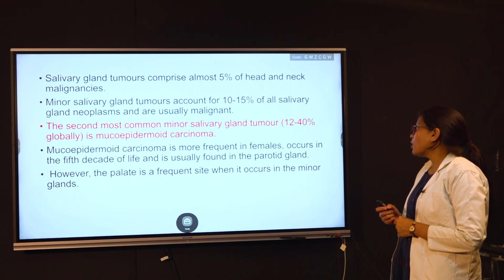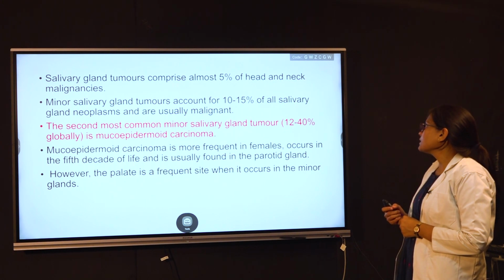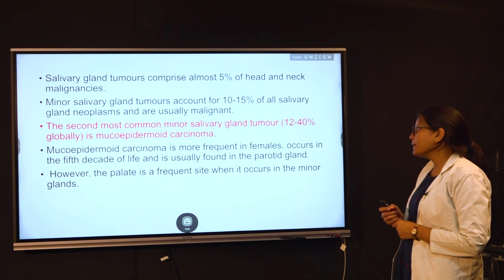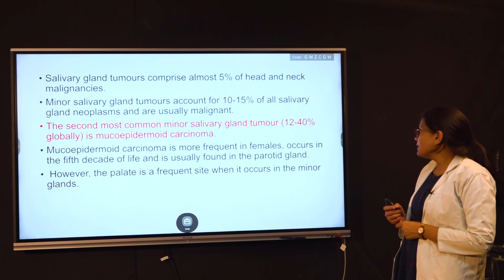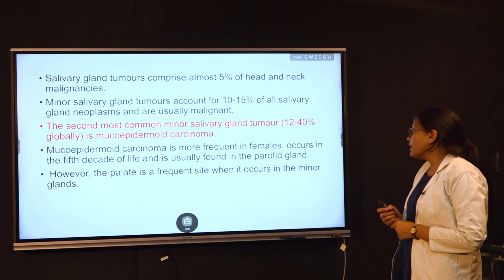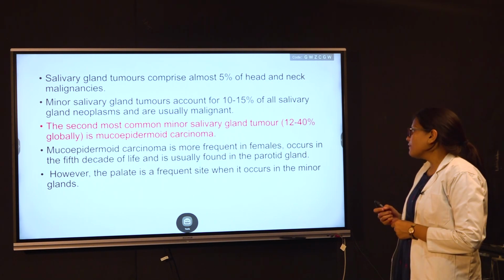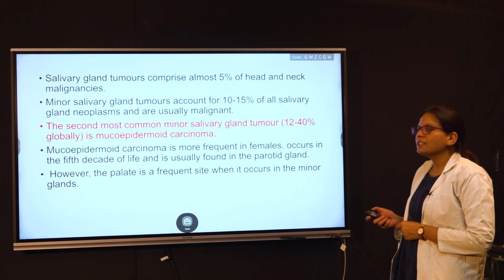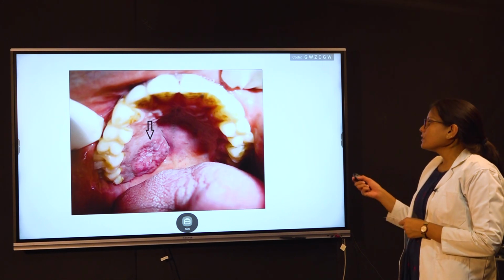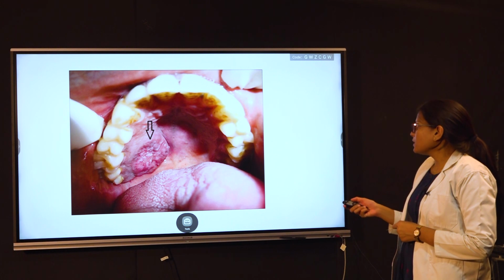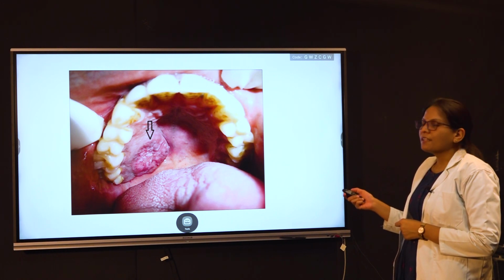It is the second most common minor salivary gland tumor, affecting about 12 to 40% globally, and it is more frequently seen in females, occurs in the 5th decade of life, and is usually found in the parotid gland. However, the palate is a frequent site when it occurs in the minor salivary glands. So clinically, the tumor may be seen as a mass as seen in this picture, and in this region the minor salivary glands are affected.